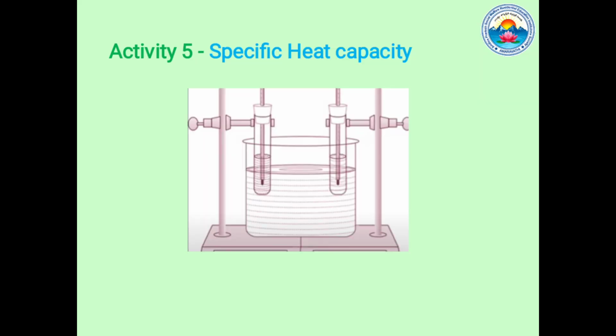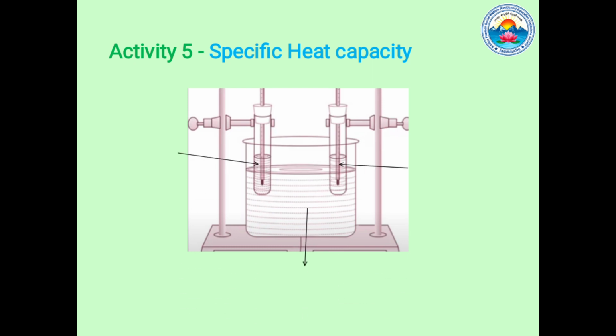Okay, start. Activity 5 from your textbook. Please open your textbook, page number 5. Specific heat capacity, simply specific heat. Specific means particular. Already we know heat. Heat is a form of energy. It transfers from a hotter body to a colder body. Today we are going to discuss specific heat. Heat is different from specific heat. Heat is only from a hotter body to a colder body. That's enough. Today, specific heat, particular heat.